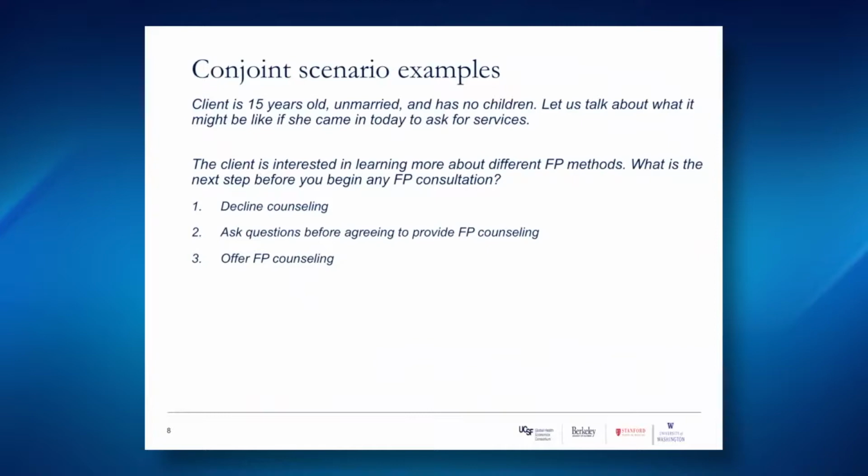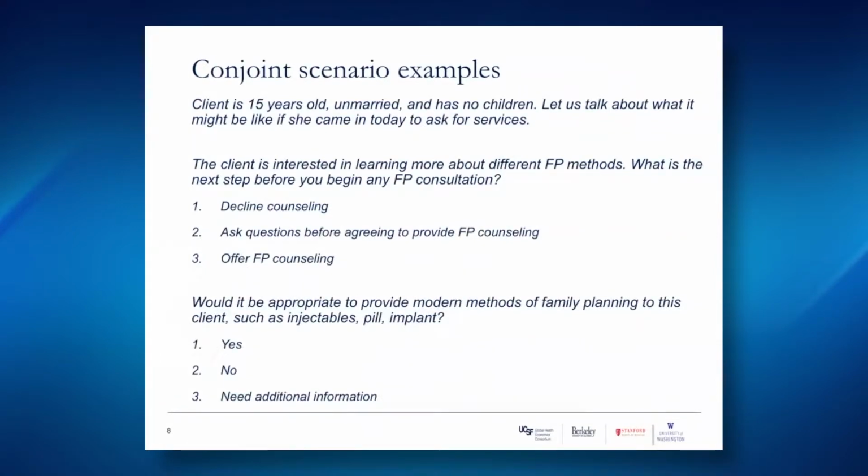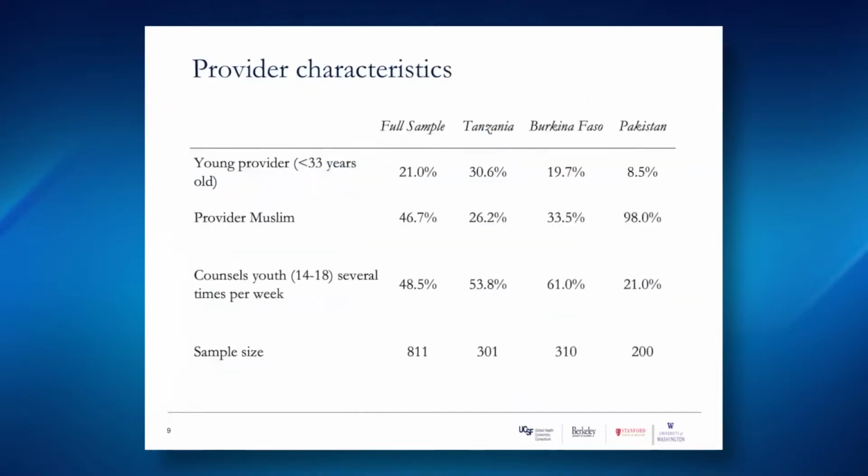Would you ask them a bunch of questions? Would you offer counseling? And then we ask them questions such as, would it be appropriate to provide modern methods of family planning to this client, such as injectables, pills, or implants? And so yes, no. All right, so those are the types of conjoint questions, very straightforward.